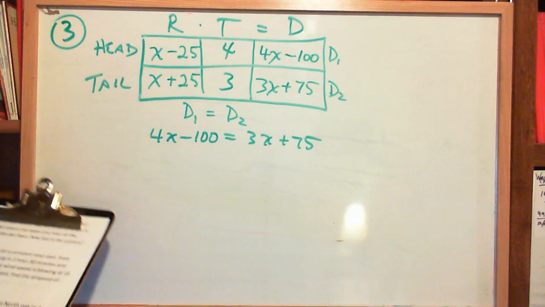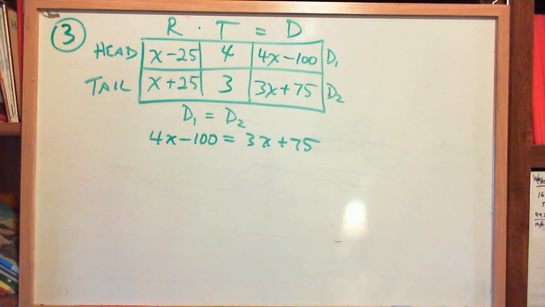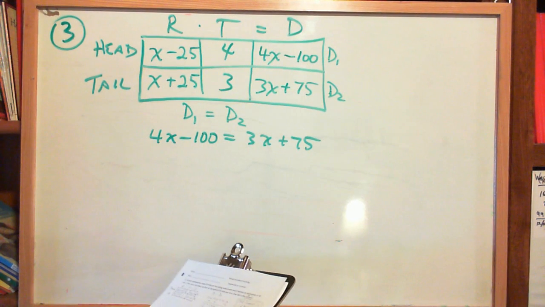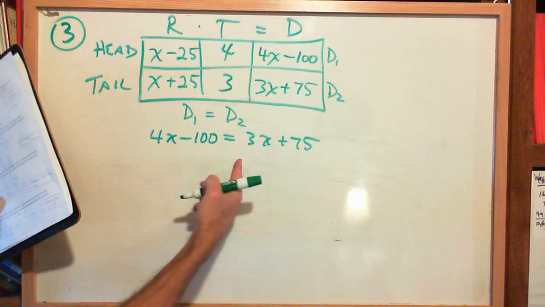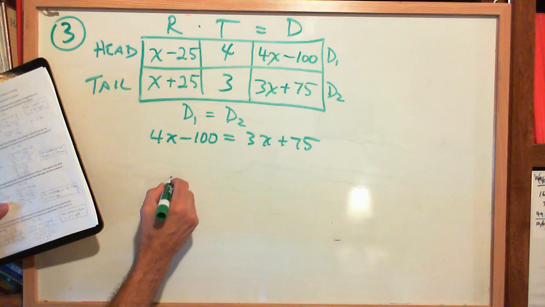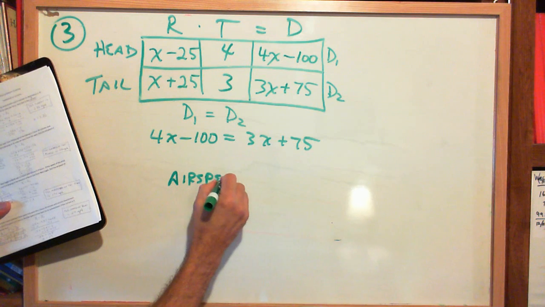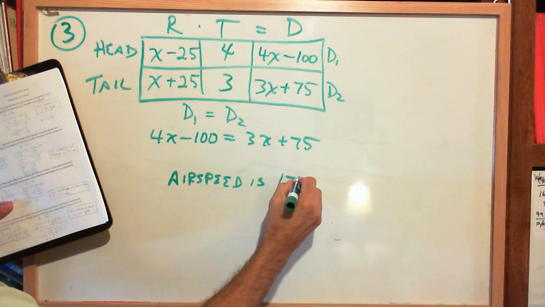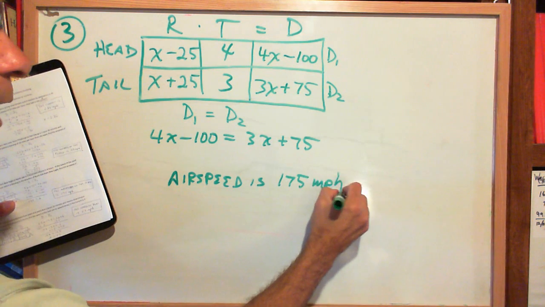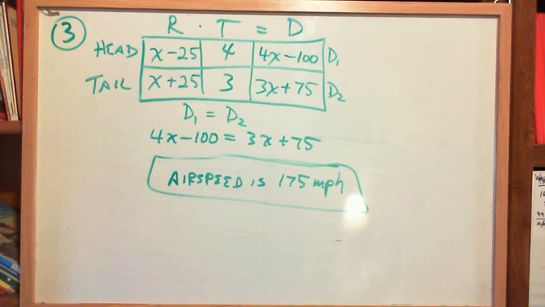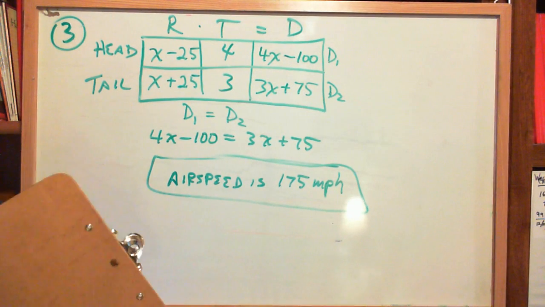So for this one, your final answer would be, what I got at least, the airspeed of the plane is 175 miles per hour. You'd solve for x, and it would say 175. So airspeed is 175 miles per hour. Put it in a box, and you're done. Alright, so that's number 3. I hope this is helpful.